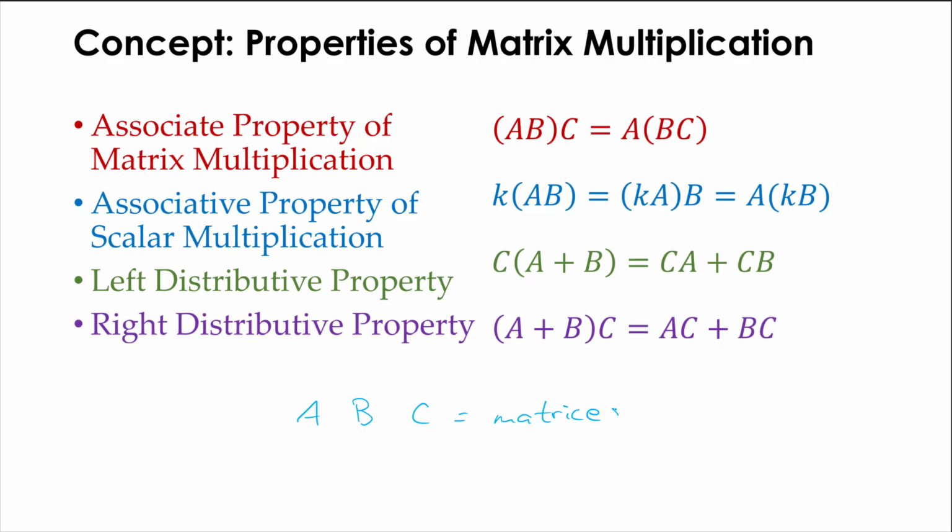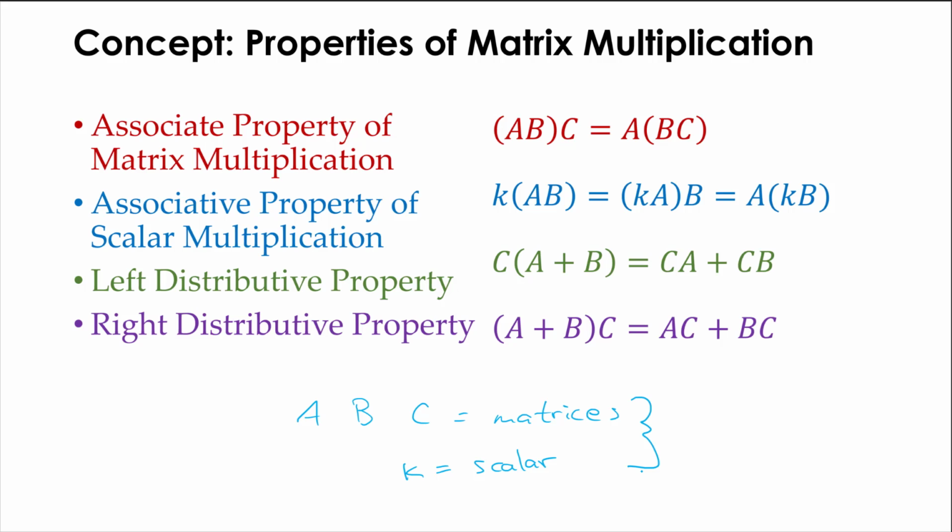A, B, and C are all matrices, and K is a scalar. K is a scalar for these. Write these down and make sure you write down these stipulations as well.